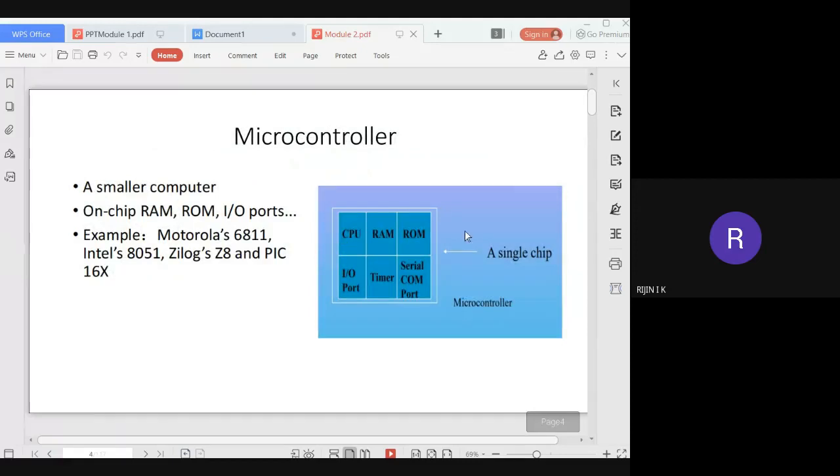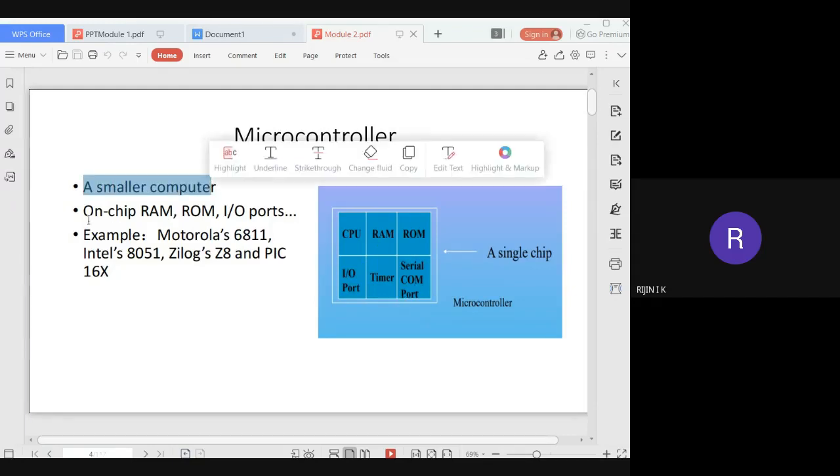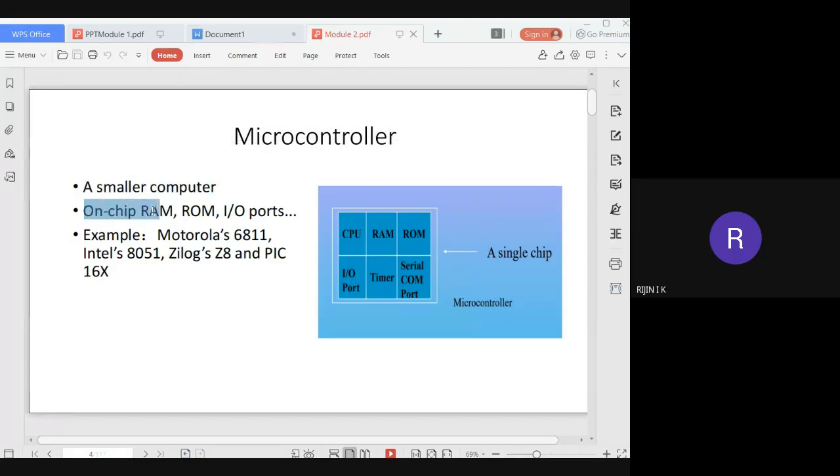But in the case of our microcontroller, all these components are within this single chip. All the components will be in this one single chip. CPU, RAM, ROM, serial port, timers, I/O port, everything will be in the single chip. That is why we call it a small computer. We can say it has on-chip RAM, on-chip ROM, on-chip I/O port, everything will be there.